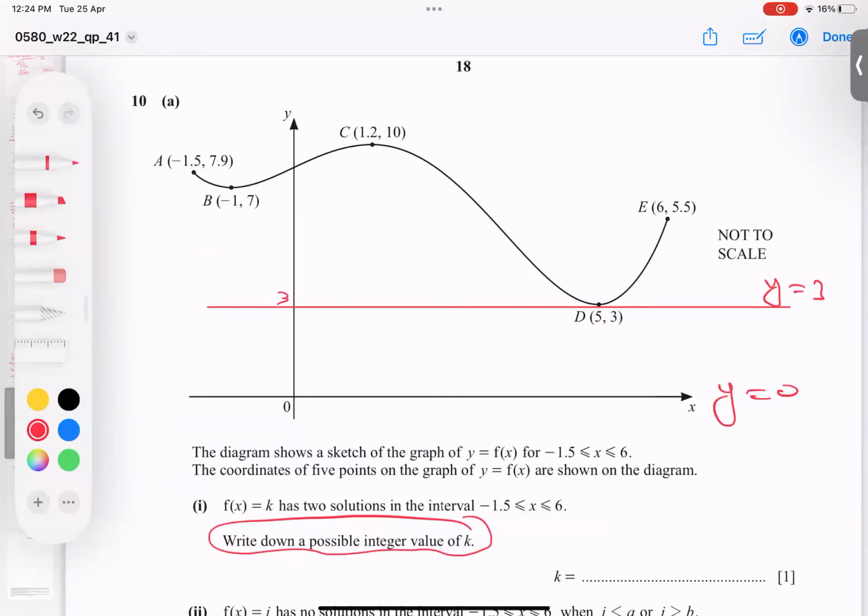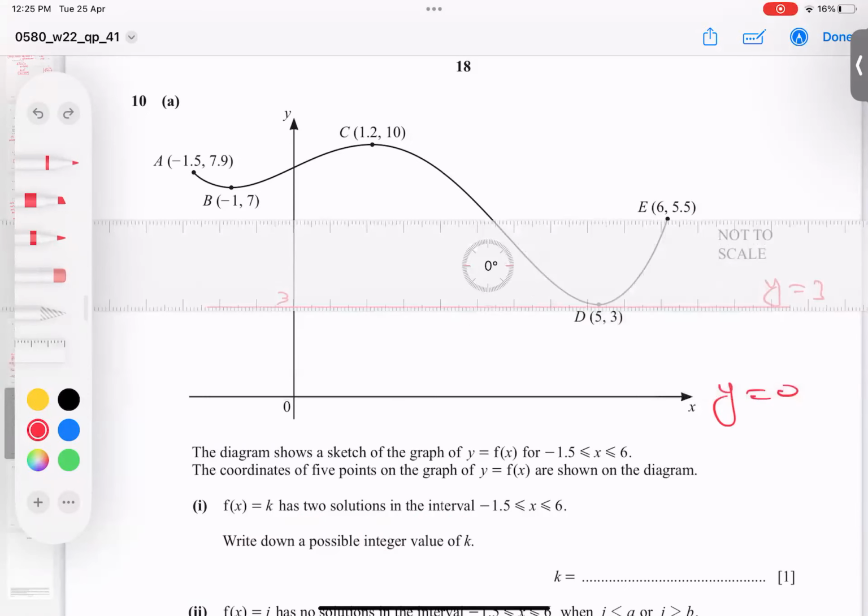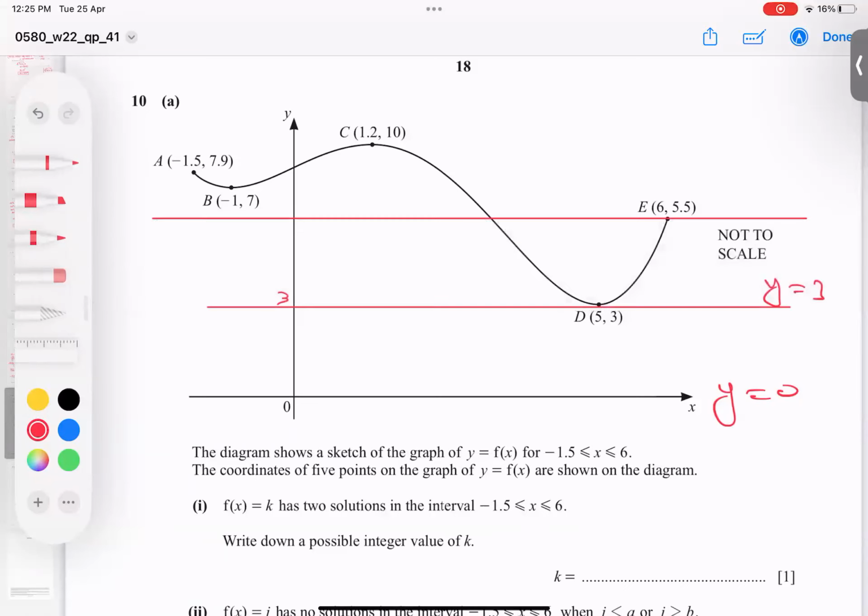It is asking what number has two solutions. But this is 3, so we have 1 solution already. So above 3, it has 3 solutions. So let's see where the possibility is. And it means this is a y value of 5.5. So if I draw a line from here, let's see what happens now. So between above 3 and below 5.5, okay, we have all numbers.